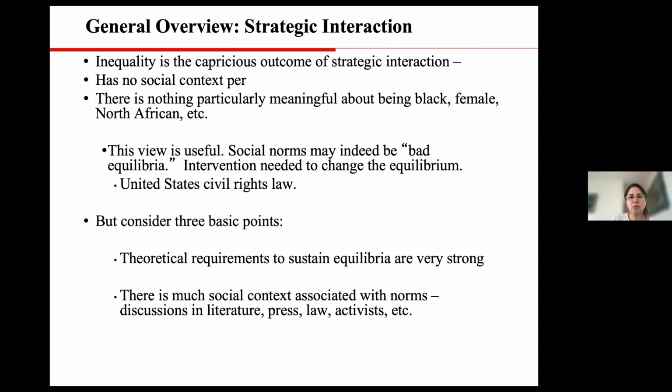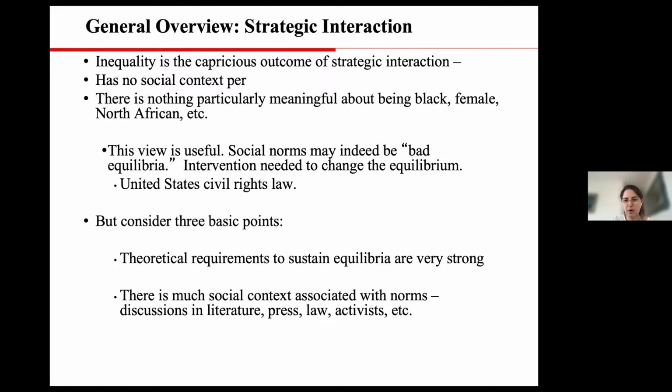But more than the theoretical requirements, if we just wake up and stop looking at our economic papers and look at the world out there, everything I was just talking about, and basically every single category that I mentioned already on the slides, plus many more, are associated with norms. There's a huge amount of discussion in the literature, in the press, among activists, and legal innovation, all about what is appropriate and inappropriate behavior. So what does marriage mean anyway, for example?